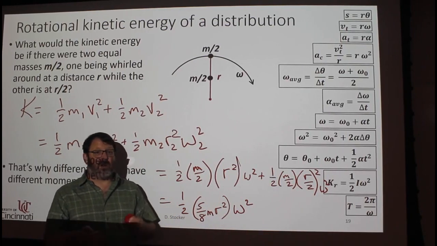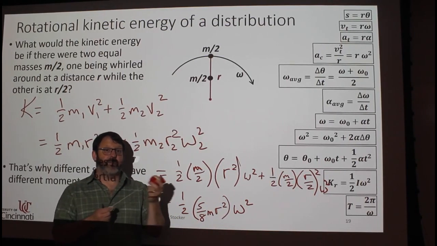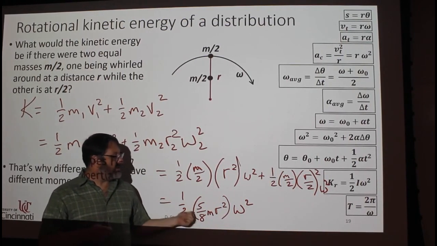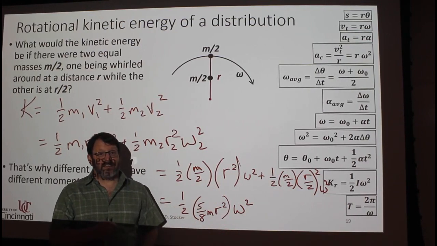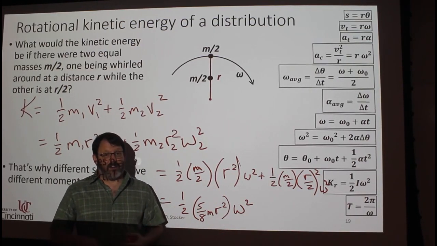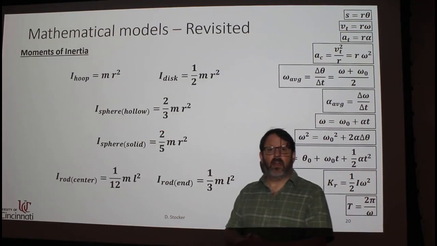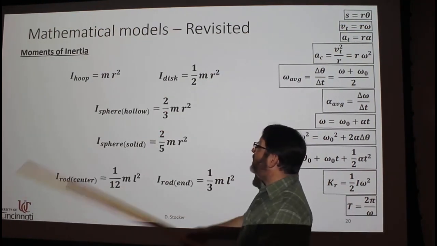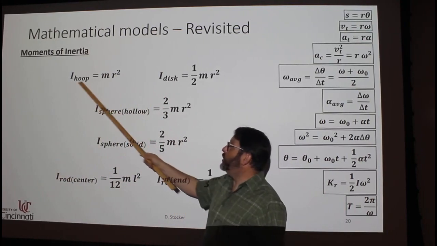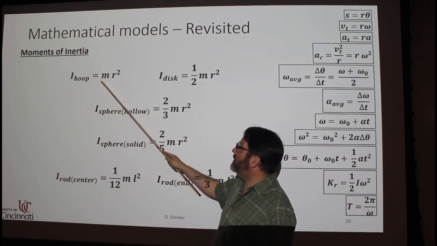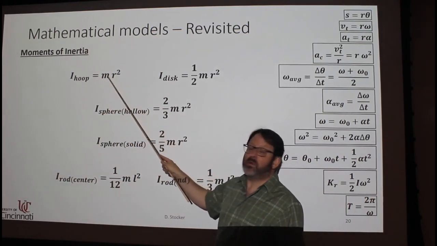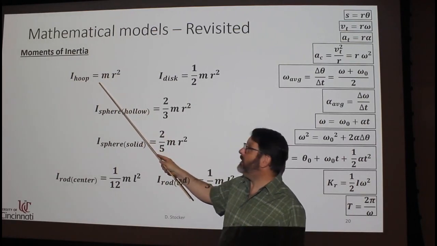So you can see that all we did was change the way we distribute the mass, and it changed what the moment of inertia has to be. That's why all these different shapes have different moments of inertia. And you can see that here in these moments of inertia. So for a hoop, we just looked at that. The moment of inertia is m r squared. The number here would just be 1.